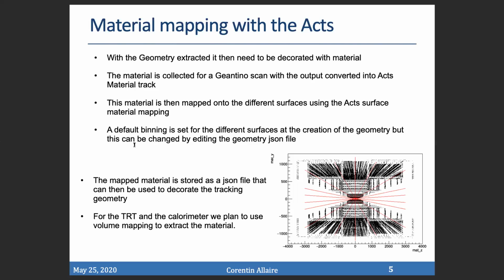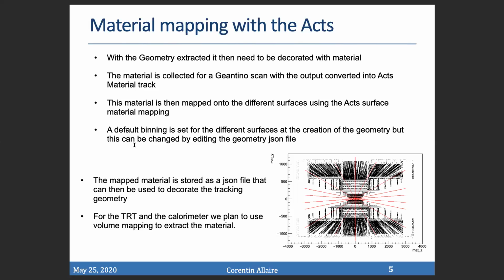And once you have all those material information, you can use the ACTS surface material mapping to associate the material onto the different surfaces. So this is done by taking the track associated to one of those Geantino particles, taking a hit which corresponds to a specific material and associating it to the surface crossed by the track, which is the closest.